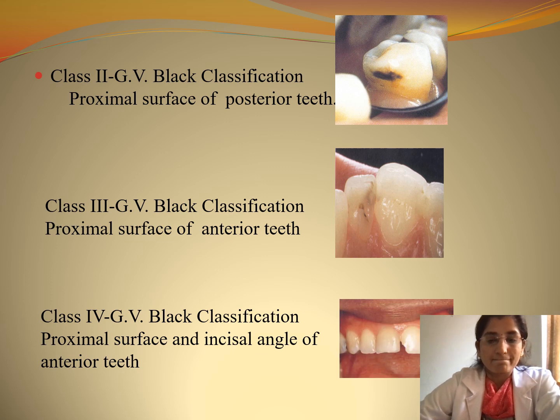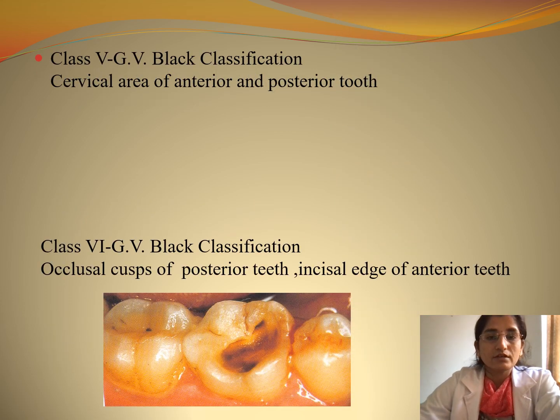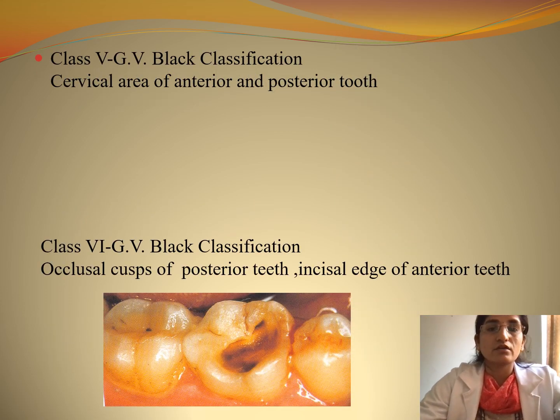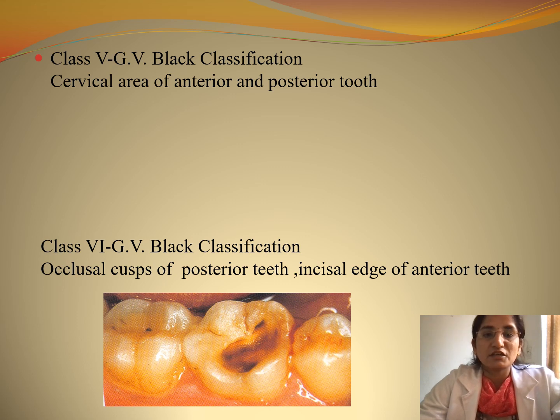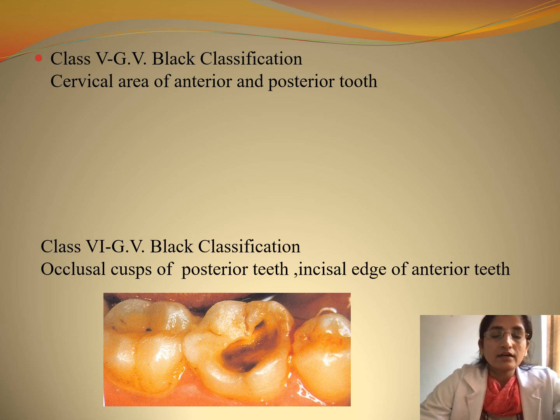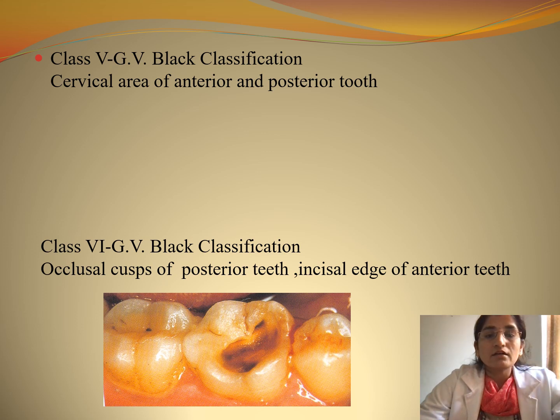Class 5 in G.V. Black's classification is cervical area caries, occurring in the cervical area of anterior and all the posterior teeth, and class 6 is caries occurring on the occlusal cusps of posterior teeth and the incisal edge of anterior teeth.